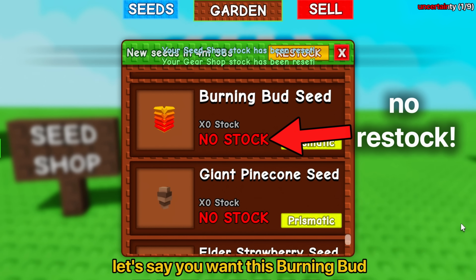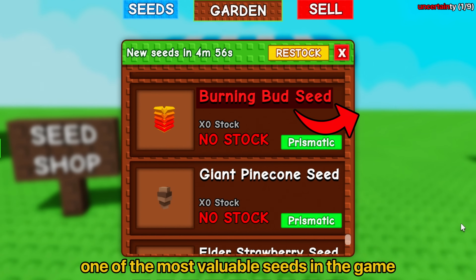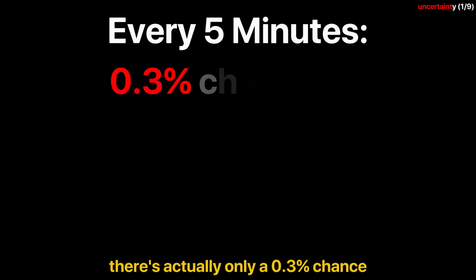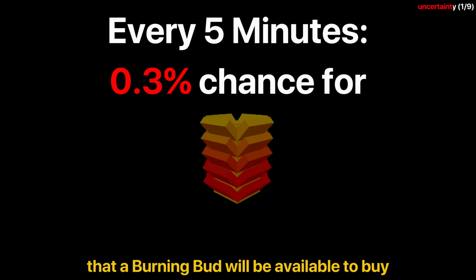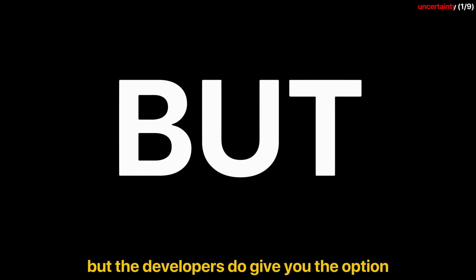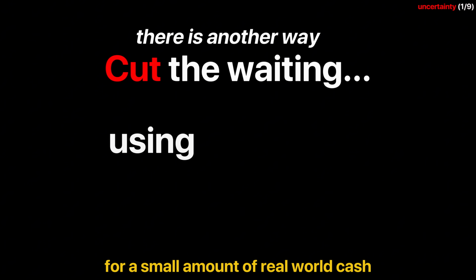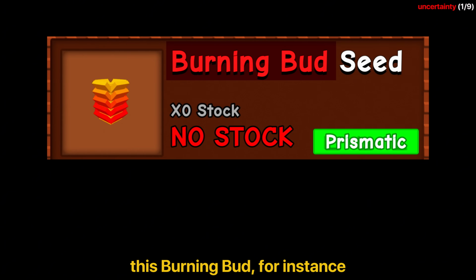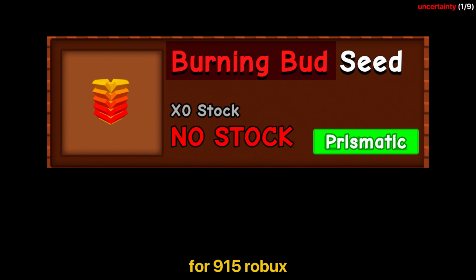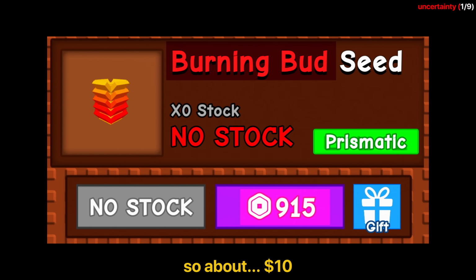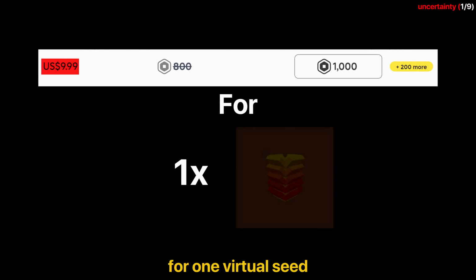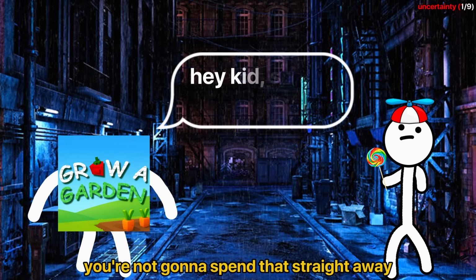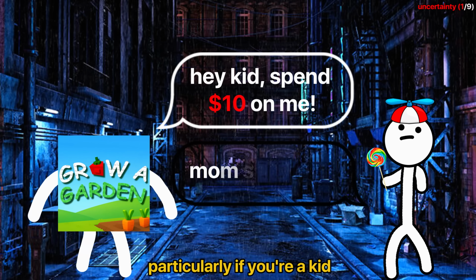So for example, let's say you want this burning bud, one of the most valuable seeds in the game. For every 5-minute restock, there's actually only a 0.3% chance that a burning bud will be available to buy. But the developers do give you the option to cut all that waiting around for a small amount of real-world cash. This burning bud, for instance, can be obtained instantly for 915 Robux, so about $10 for one virtual seed. But of course, you're not going to spend that straight away. That's a lot of money, particularly if you're a kid.